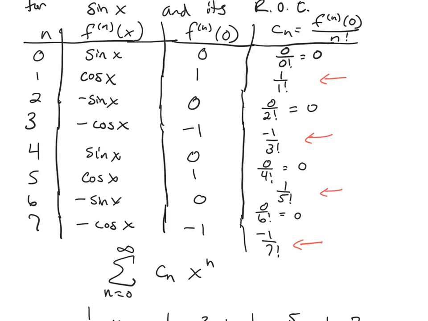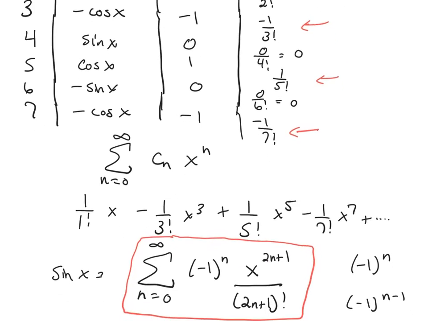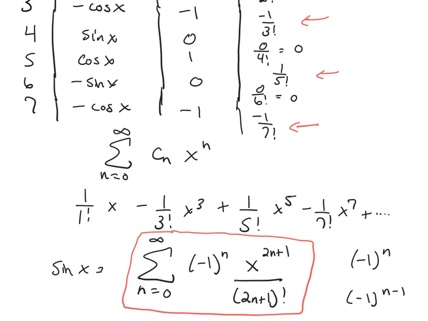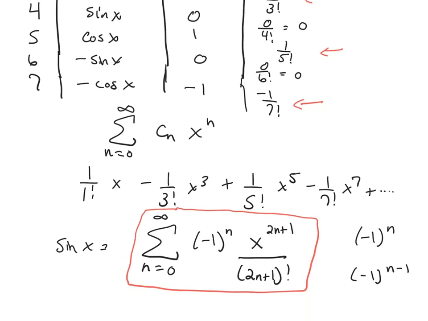So I lengthened my table, and I write out my terms, and then you try to notice a pattern. So for me, when I noticed the pattern, I saw the signs changing, an alternating series, and then I see only odd powers, which means my exponents need to be 2n plus 1. This is a way of representing an odd number. It's an even number plus 1.